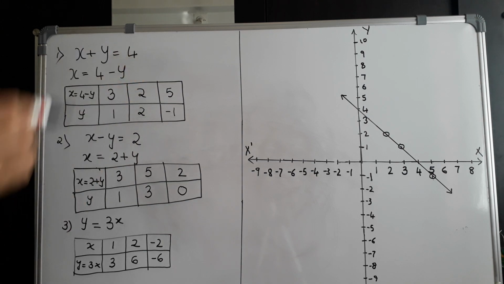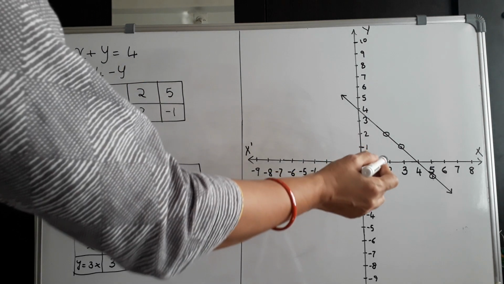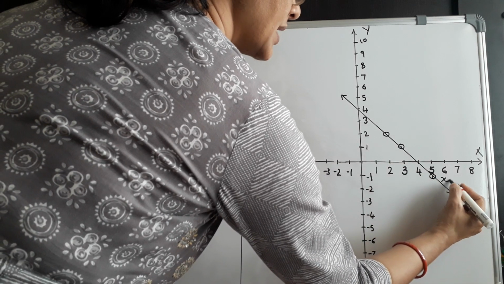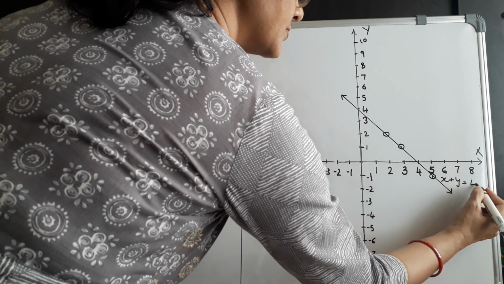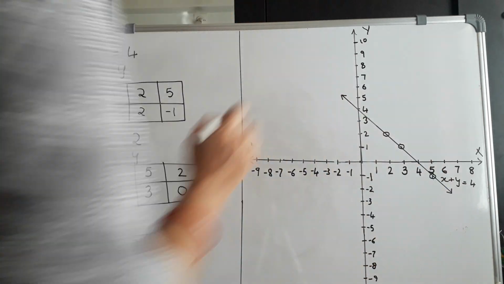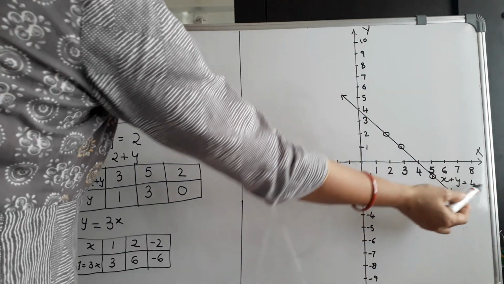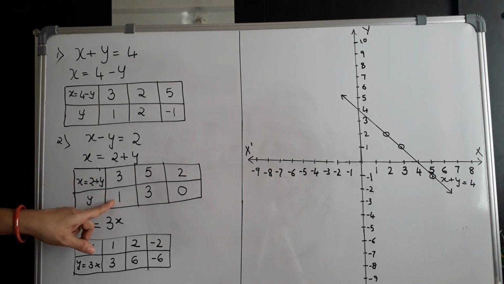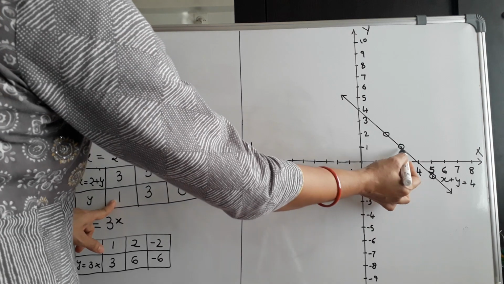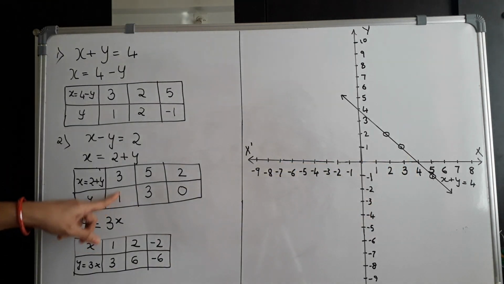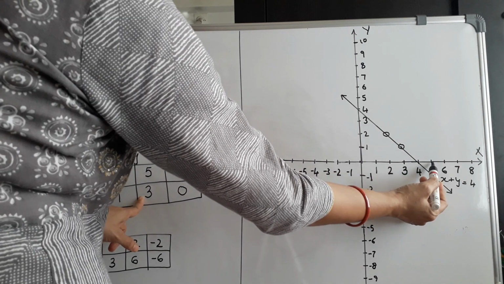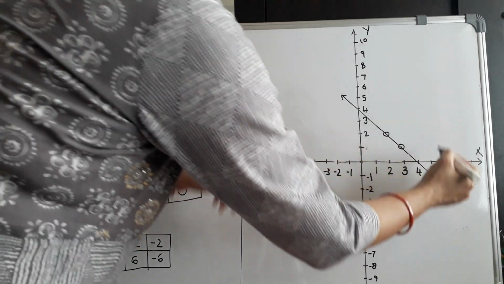Another thing is, once you draw the line, that equation should be written. So here we will write x plus y equal to 4, which says that this line is representing equation x plus y equal to 4. Let's represent the second one. We have 3 and 1, which is again the same point. So this point is same for us. Then we have x 5 and y 3. x 5 is here, y 3 is here.